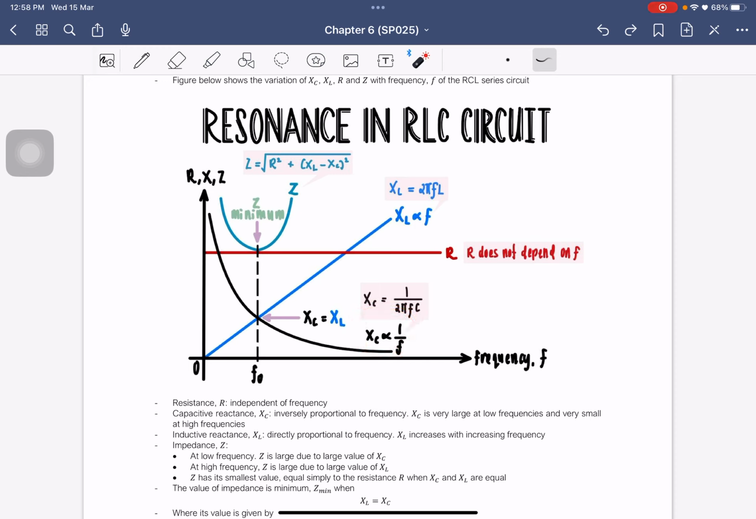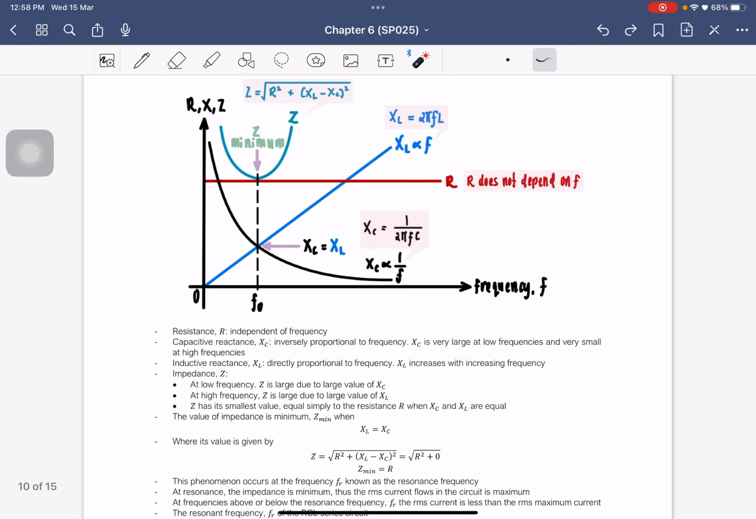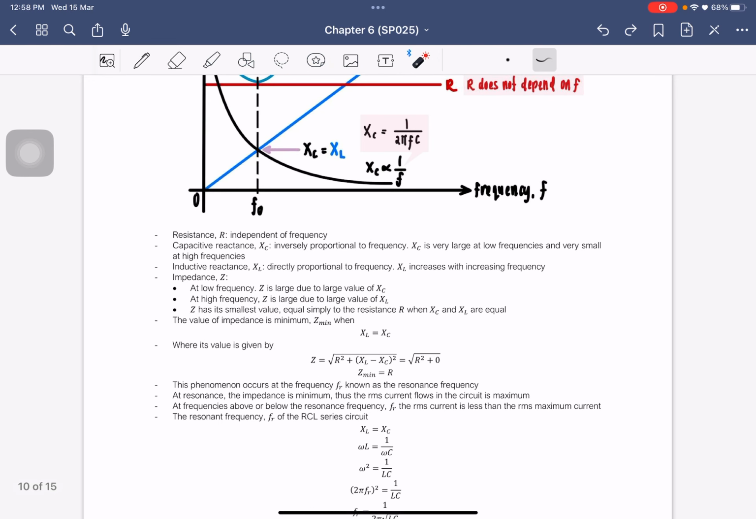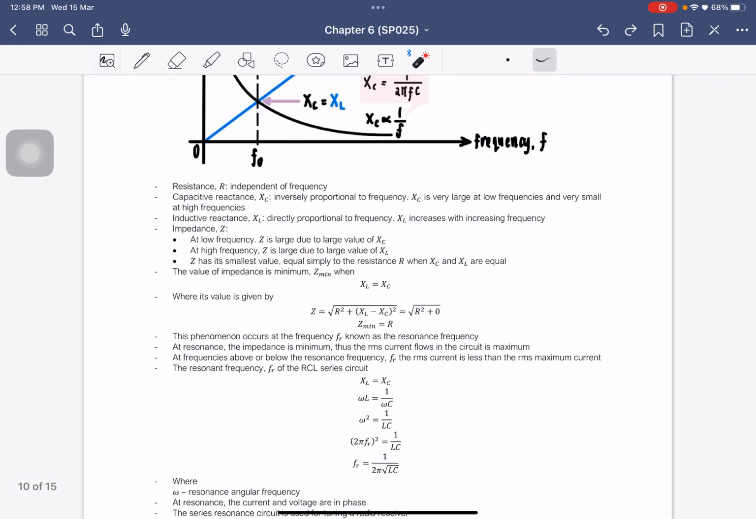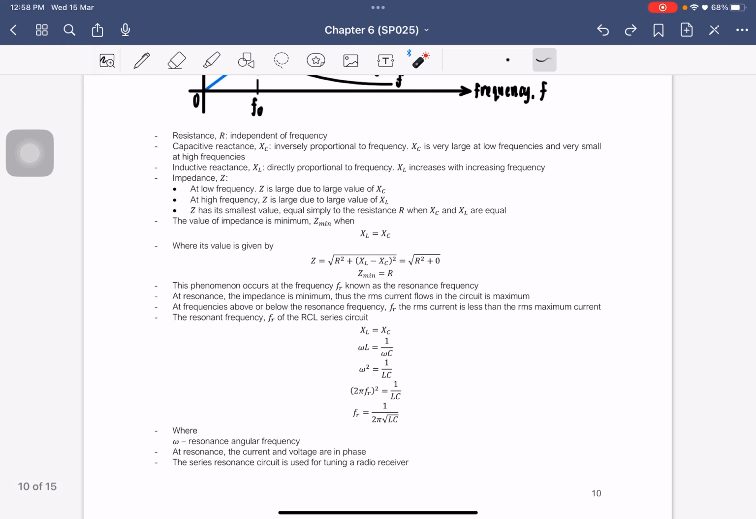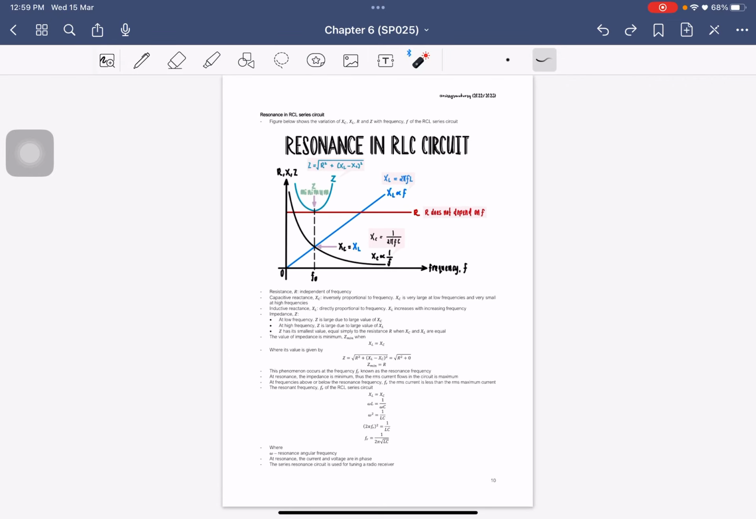Alright. Lepas tu, what else? So you just have to basically read this through. It's what I've mentioned earlier. And then the value of impedance is minimum. Okay, Z minimum when XL is equal to XC. So the value is going to be equal to the resistance itself. So this phenomenon will only occur at resonance frequency. So how do we calculate the resonance frequency? Is by using this equation here. Okay. Right, so that is on resonance.